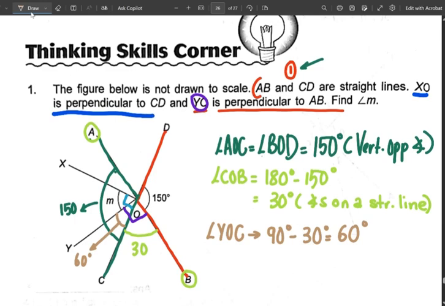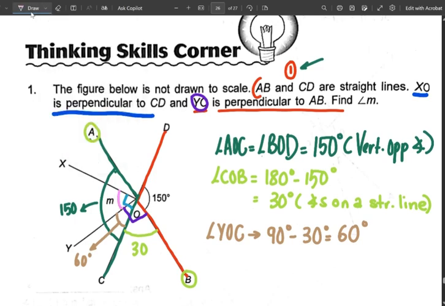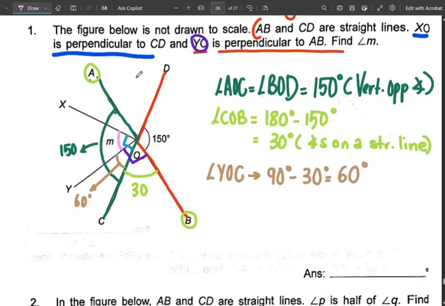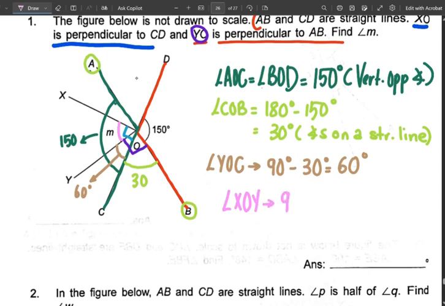Very good. And then maybe I use another color. I say pink is what I want to find, which is my M. Do you understand or don't understand? Right, so angle XOY is equal to 90 degrees minus 60 degrees, and that gets me to 30 degrees. Are you understanding or not? And that is the reason why your answer for this question is 30 degrees.